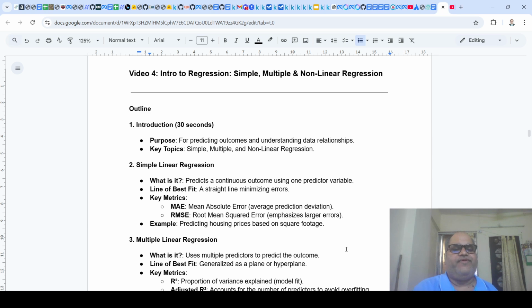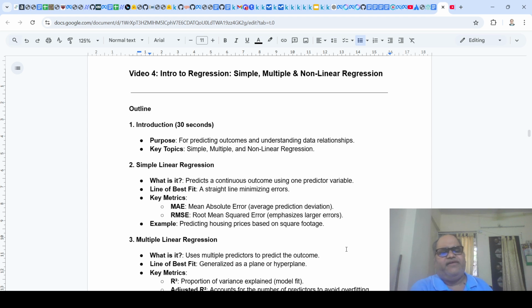So we'll start with the basic course outline. Here we will introduce why we need regression. Regression is one of the supervised techniques of machine learning that can help you predict outcomes, as well as understand relationships between your data. We'll be talking about simple, multiple, and nonlinear regression.